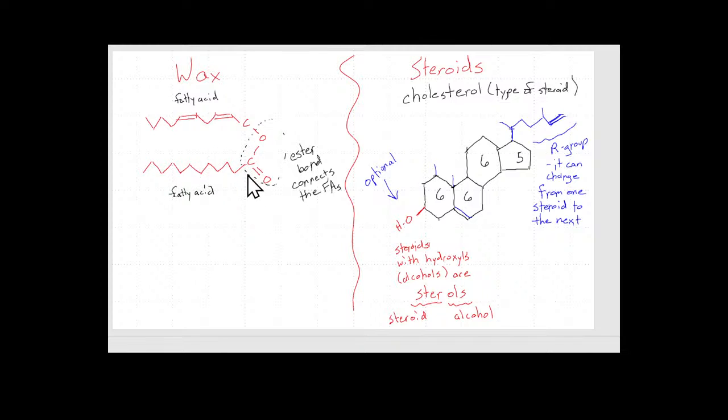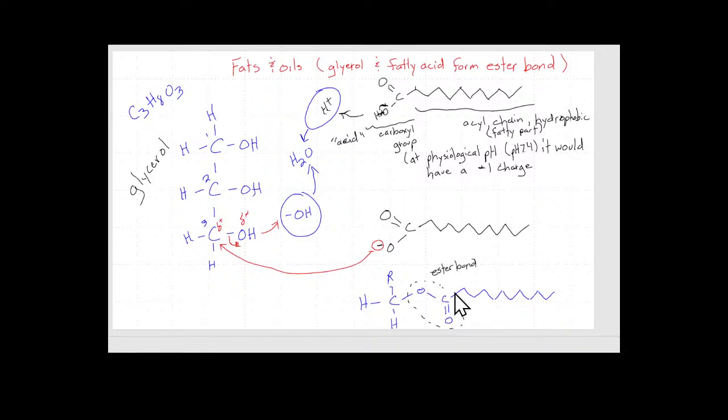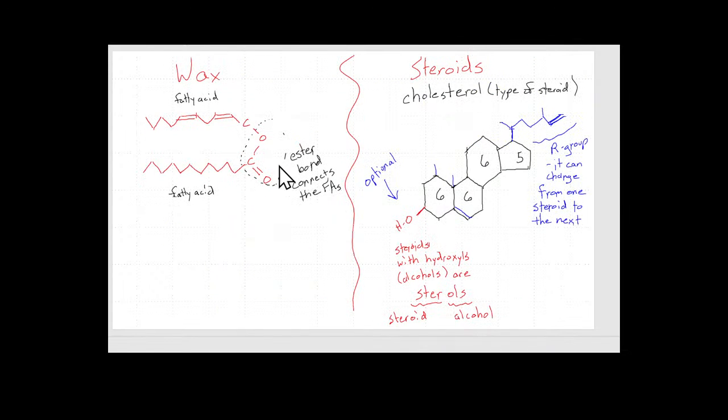But the thing that I want to focus on is this group right here, where we've got a carbon, an oxygen, a carbon. So an oxygen is connecting two carbons together, and one of the carbons has a double bonded oxygen. I'm going to sneak back a couple slides, and that is the situation we had here, an oxygen connecting two carbons with a double bonded oxygen. That was called an ester bond last time, and it's still called an ester bond this time. So a wax is a couple fatty acids connected together with an ester bond.